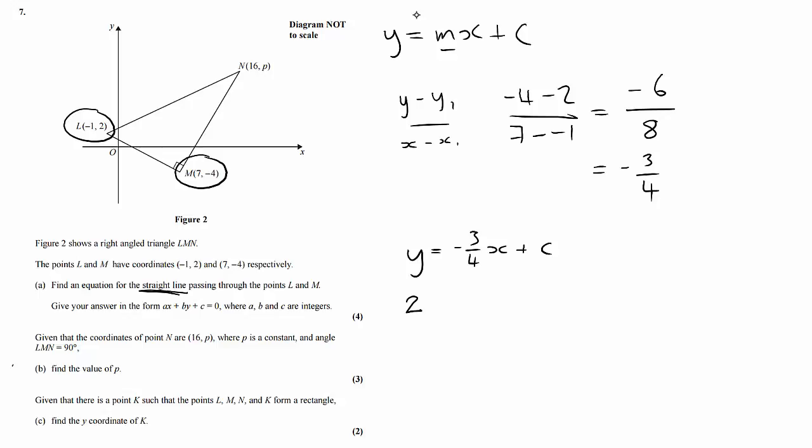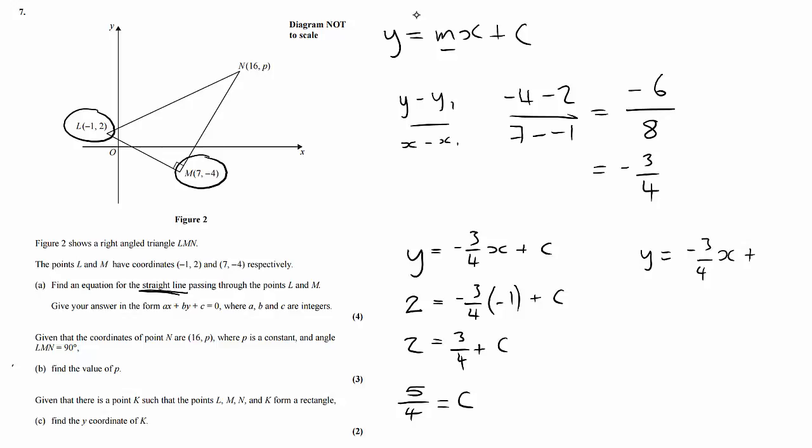So that's what I'm going to do here. I'm going to use L, 2 is y, and minus 3 over 4 times minus 1, add c. Well, minus times a minus is a positive, so we've got 3 over 4, add c. Let's rearrange that. We have 5 over 4 equals c. So let's rewrite our equation. y equals minus 3 over 4x plus 5 over 4. So this minus 3 over 4x is going to the other side. It's going to be 3 over 4x, add y, add 5 over 4 equals 0.